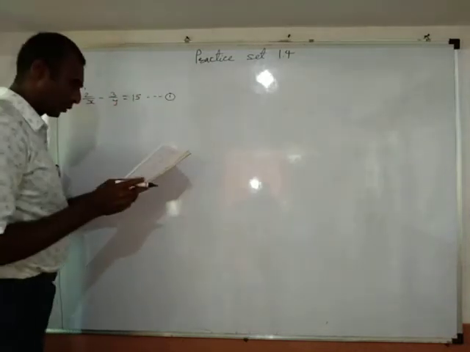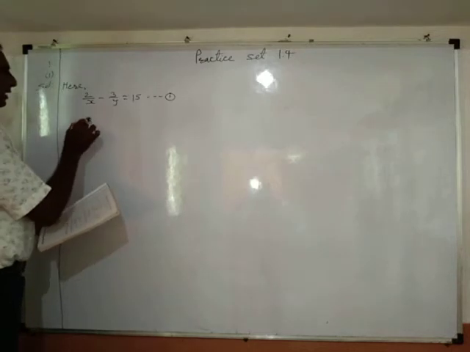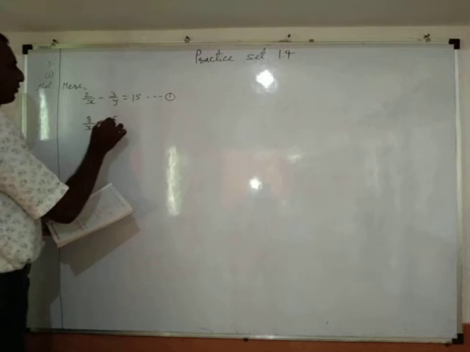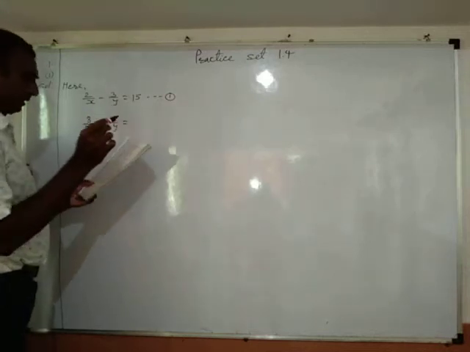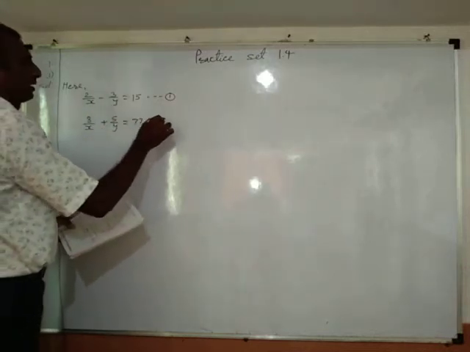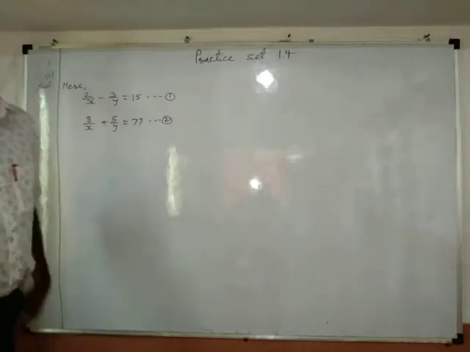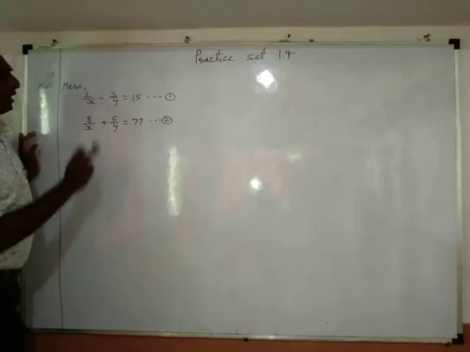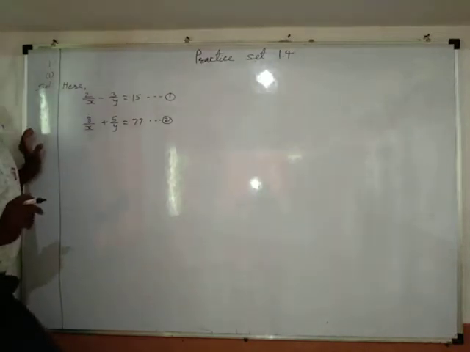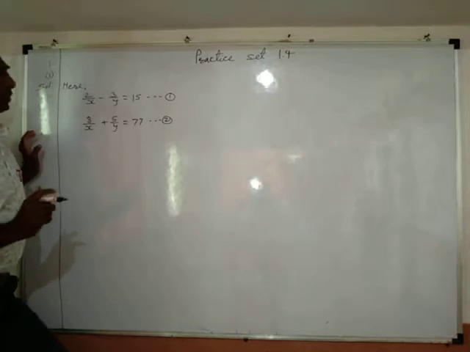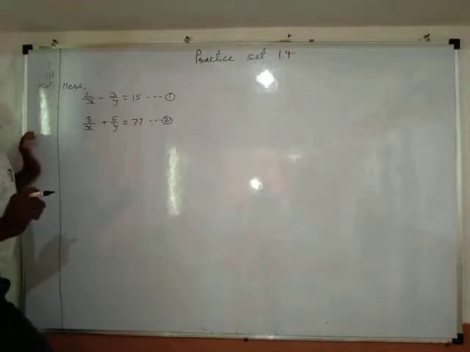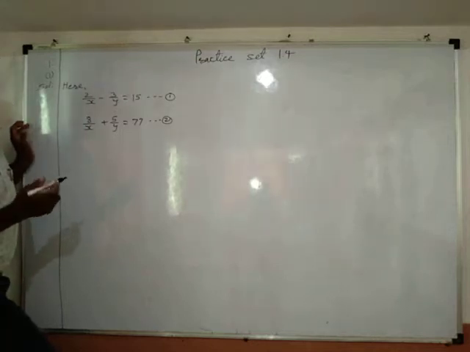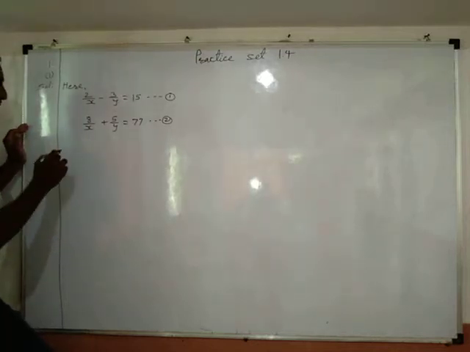Let's call it equation 1. Similarly, 8 upon x plus 5 upon y equals 77. Let's call it equation 2. Now here you may note these are simultaneous equations with two variables x and y, but these are not in linear form. We can reduce these to linear form, meaning these are reducible to linear form of simultaneous equations.